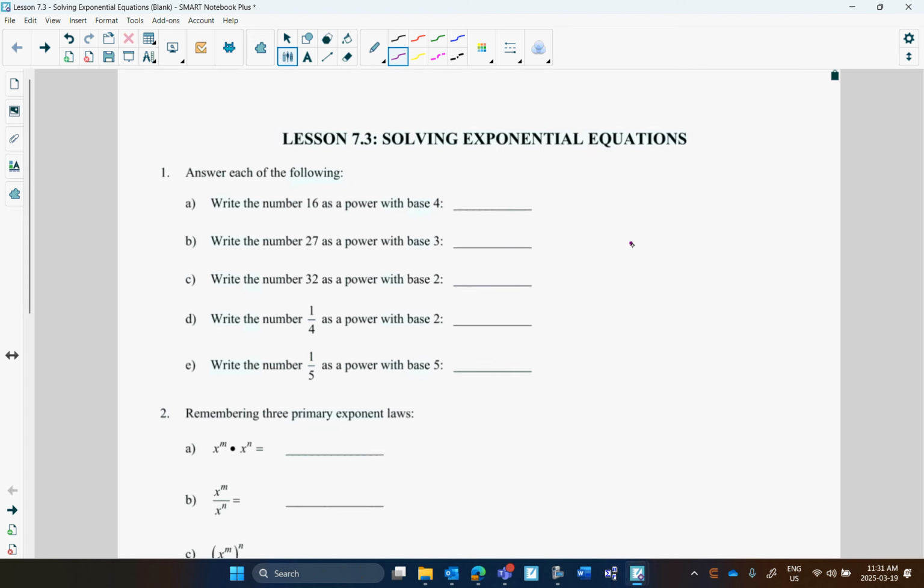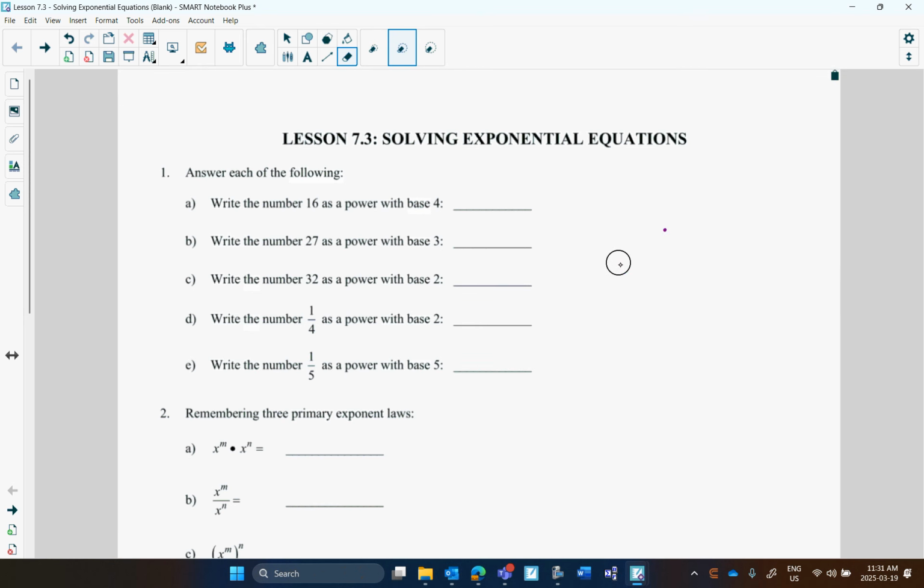So if I gave you this, you should be able to tell me what x is. What's x? 3, because 2 to the third is 8. Okay? This is an exponential equation, but it's a very simple one.